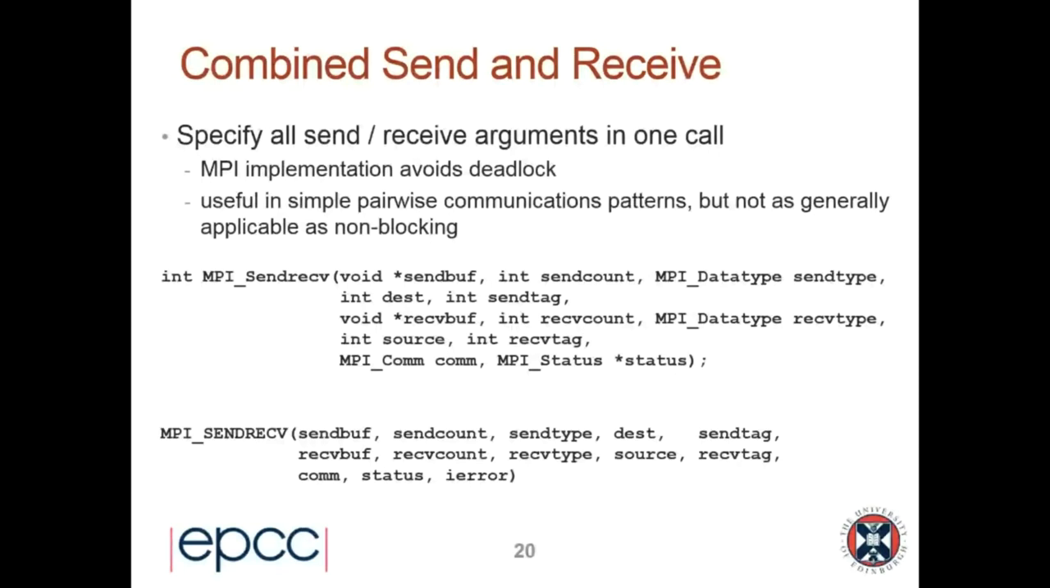If you specify all the parameters for send and receive together, there's a single routine, MPI send receive, and MPI will guarantee to sort out the deadlock. So MPI will implement them at the same time. MPI send receive is just all the parameters of the send and receive together. It can be useful for avoiding deadlock in simple situations pairwise, but it doesn't generalize. So I would recommend learning the general non-blocking form, which allows you to issue lots of sends, lots of receives, and wait for them all. However, send receive does work.